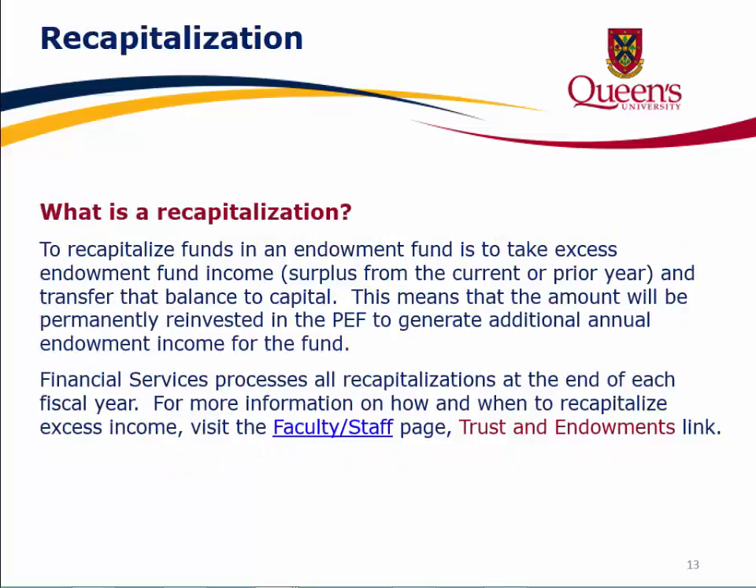Recapitalization. What is a recapitalization? To recapitalize funds in an endowment fund is to take excess endowment fund income, surplus from the current or prior year, and transfer that balance to capital. This means that the amount will be permanently reinvested in the PEF to generate additional annual endowment income for the fund. Financial Services processes all recapitalizations at the end of each fiscal year. For more information on how and when to capitalize excess income, visit the Faculty Staff page, Trust and Endowments link.